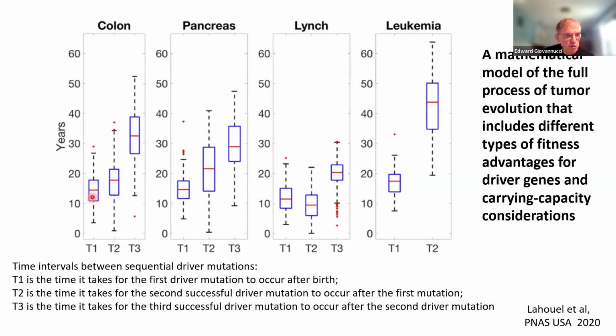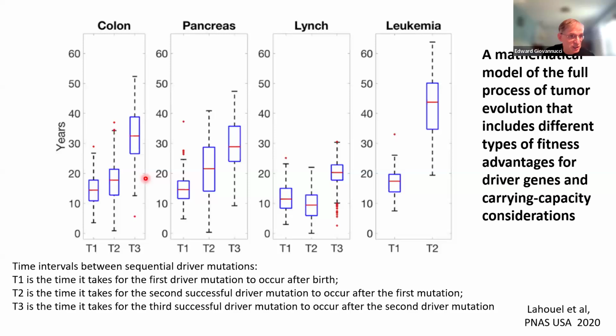But what this shows pretty dramatically is that for people who eventually get colon cancer, the first mutation occurred at an average age of about 15. So we're in childhood, adolescence. But then it takes many more years for the cancer to fully develop.